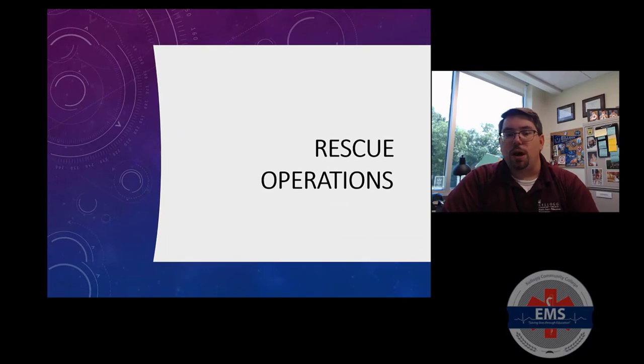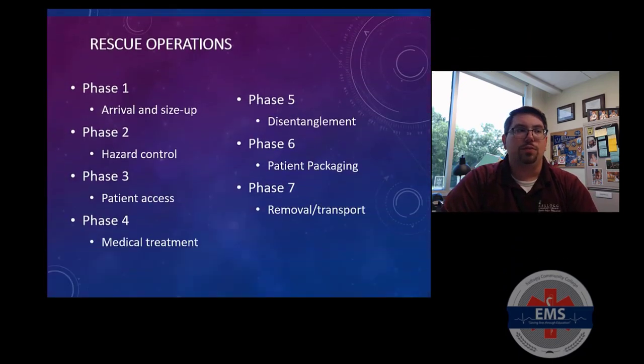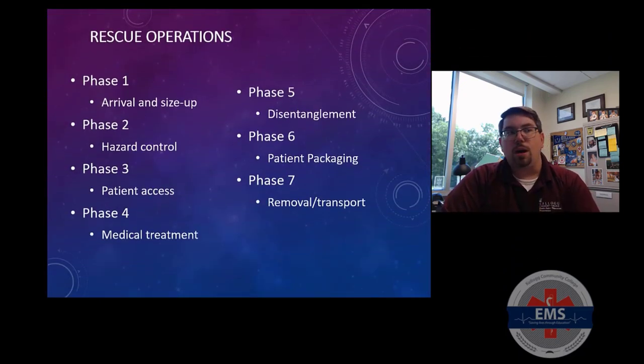When it comes to rescue operations, there's a number of roles in which the paramedic will play. Let's discuss those further. During a rescue operation, there's a total of 7 phases to the rescue. The first phase involves the arrival and setup for rescue. Phase 2 is identifying and controlling any hazards in the situation. Phase 3 is gaining access to our patient.